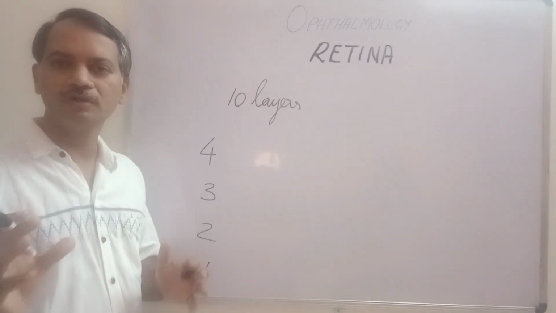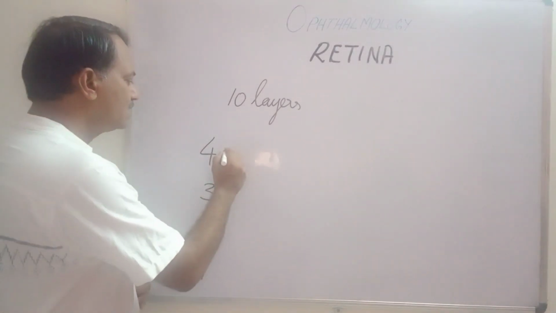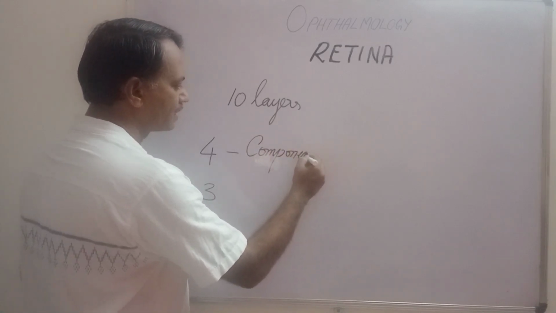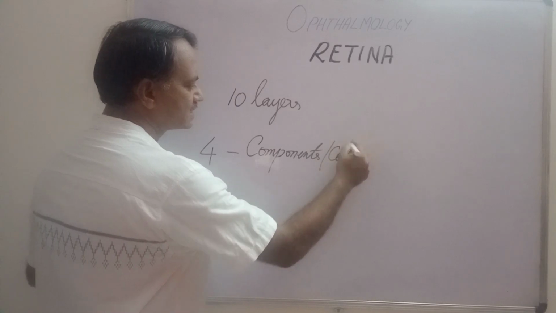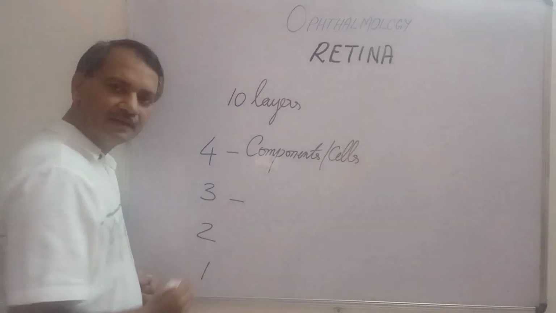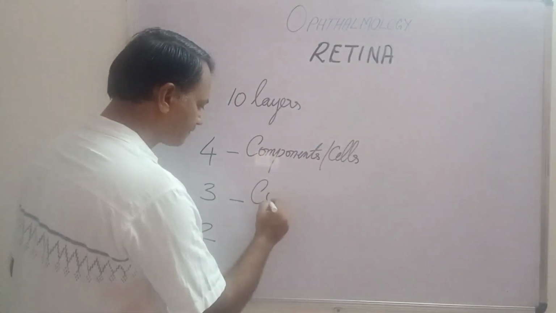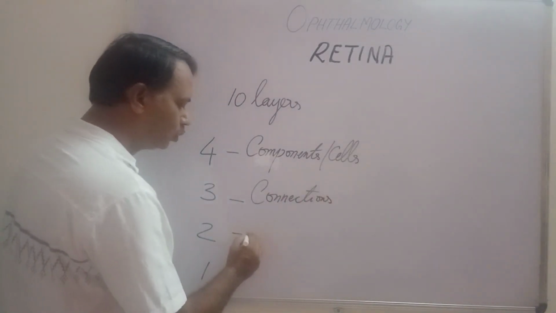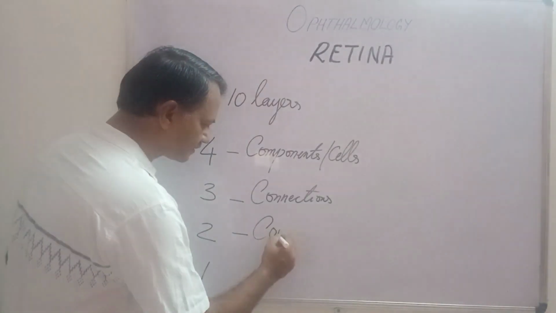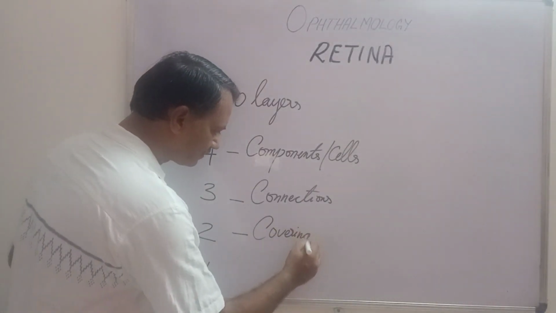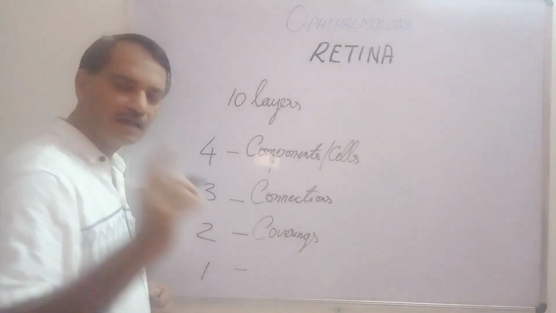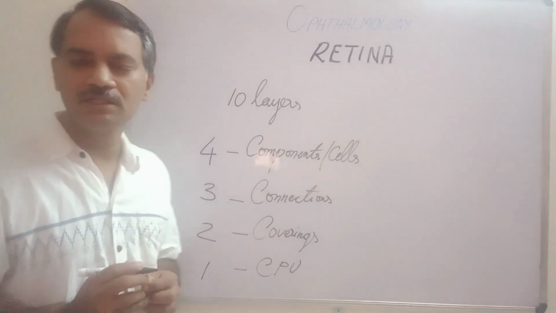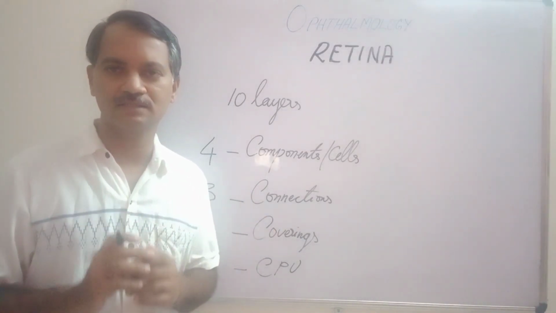What is this 4, 3, 2, 1? 4 is components. 4 components are cells. 3 is 3 connections. 2 is 2 coverings. 1 is the central processing unit of the retina. So this is what is about the 10 layers.